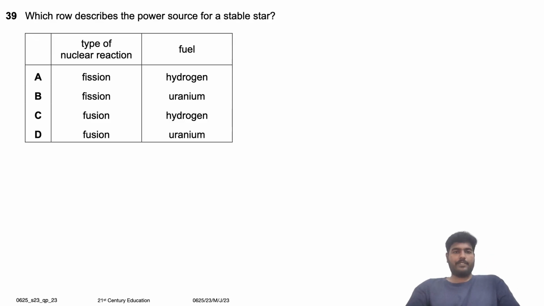Which row describes the power source of a stable star? Stars are fueled by nuclear fusion, where smaller, lighter nuclei join together to give bigger nuclei. So the lightest element is the fuel, hydrogen.